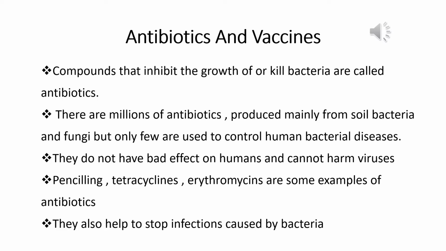Antibiotics and vaccines. Compounds that inhibit the growth of bacteria or kill bacteria are called antibiotics. Means they inhibit the growth, means they are resistant to the growth of the bacteria. There are millions of antibiotics students produced mainly from soil bacteria and fungi, but only a few are used to control bacterial diseases. They do not have bad effect on humans and cannot harm viruses.